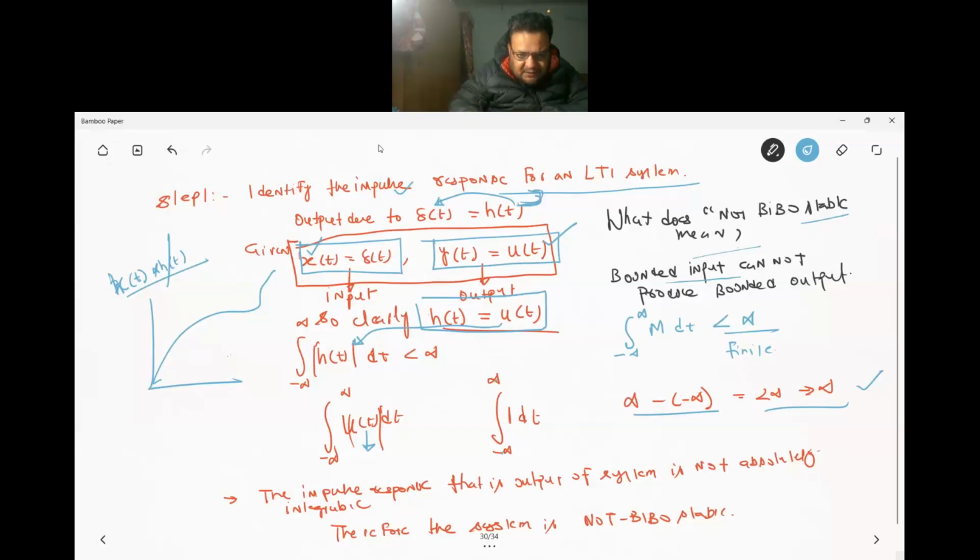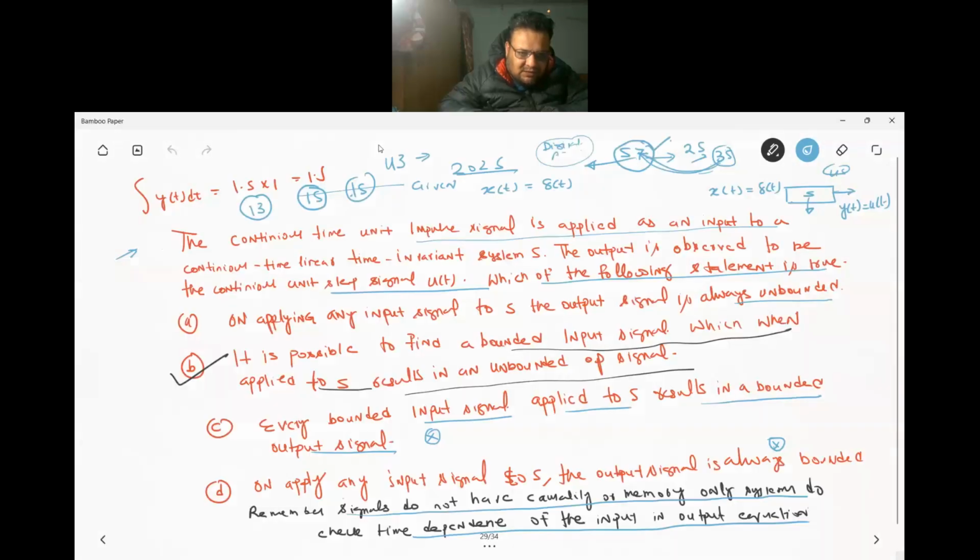That means the impulse response, that is the output of the system, is not absolutely integrable. See, memory systems, I have told you in the previous lecture also, if you are integrating from minus infinity to infinity, this is not absolutely integrable, and this is not a BIBO stable system. So one thing is clear: this is not a BIBO stable system.